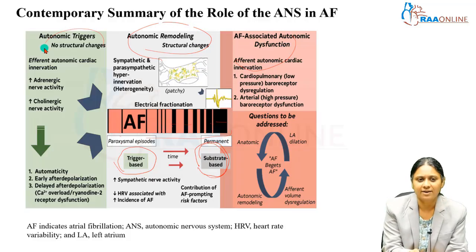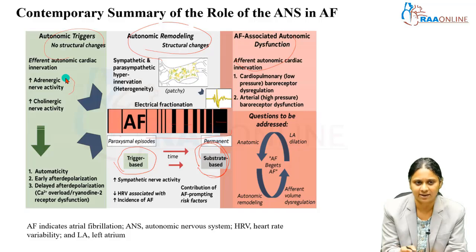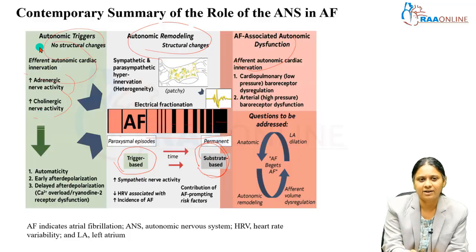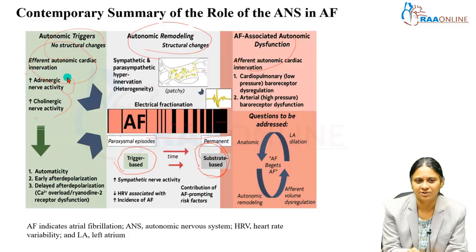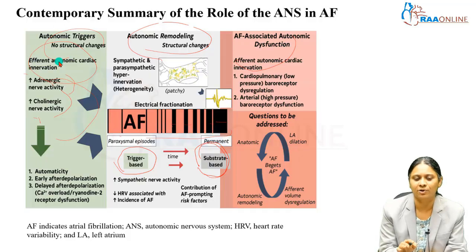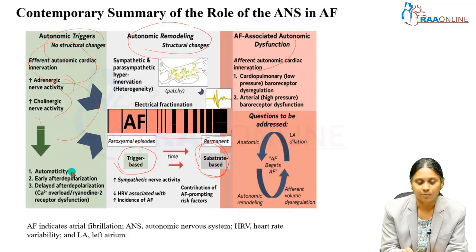Initially, there is only functional or electrical remodeling because of increased adrenergic activity, being more excitable, and increased cholinergic activity resulting in a shorter effective refractory period. So, these are the efferent autonomic cardiac innervation resulting in the increased adrenergic and cholinergic activity, which are electrical triggers for atrial fibrillation. So, what happens because of these electrical triggers?